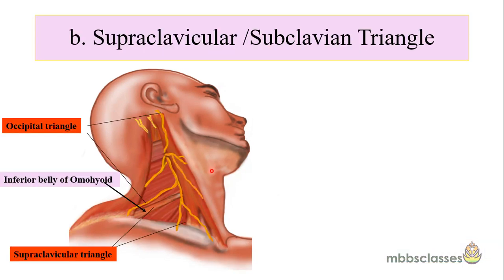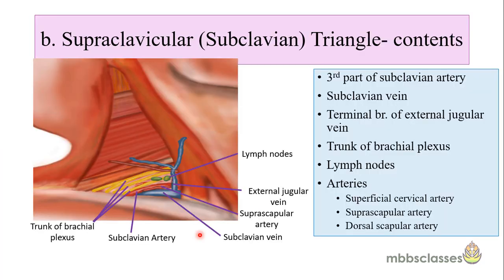The second triangle of the posterior triangle is the supraclavicular triangle. It is also called the subclavian triangle. It is the lower and the smaller division of the posterior triangle, as you can see in this diagram. It is called supraclavicular because it corresponds with the supraclavicular fossa, and since it contains subclavian vessels, it is also known as the subclavian triangle. Now let's see the contents of the supraclavicular triangle.